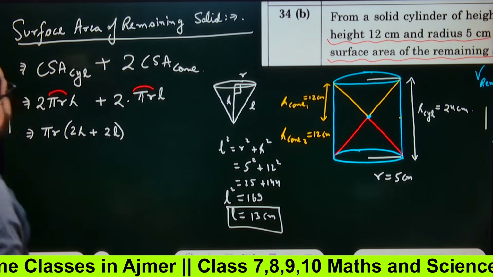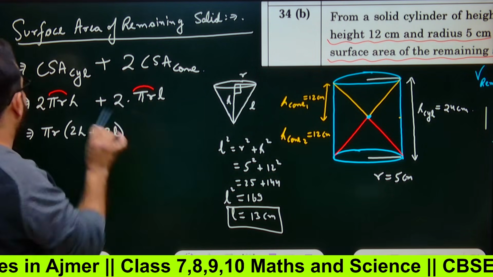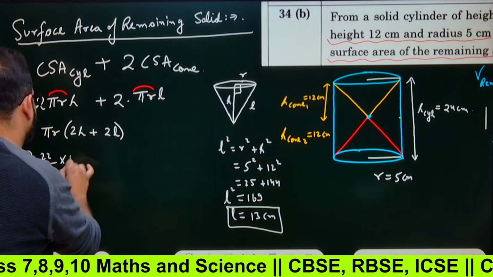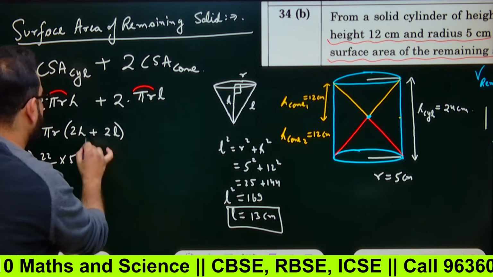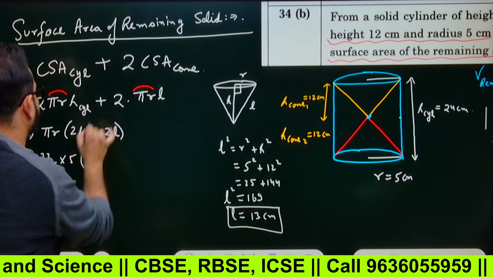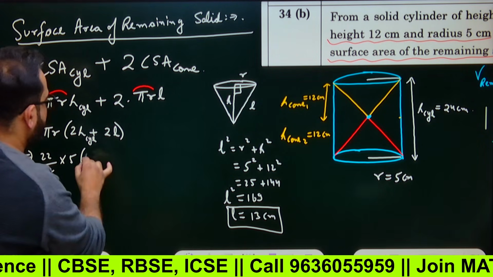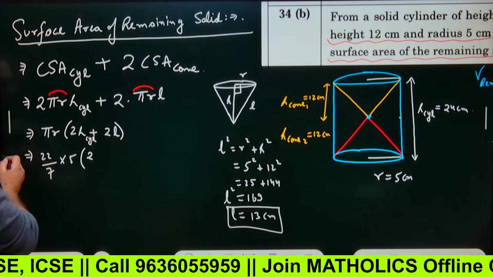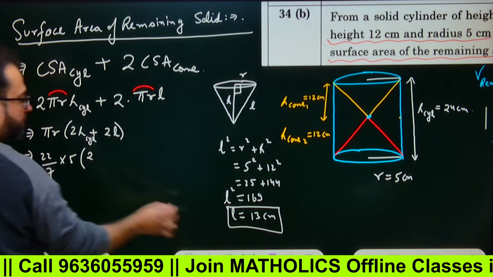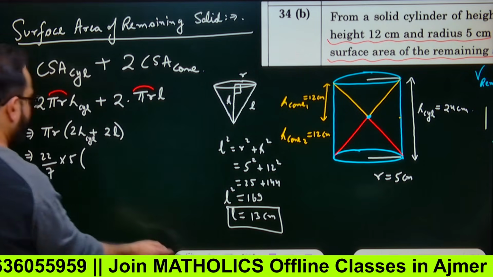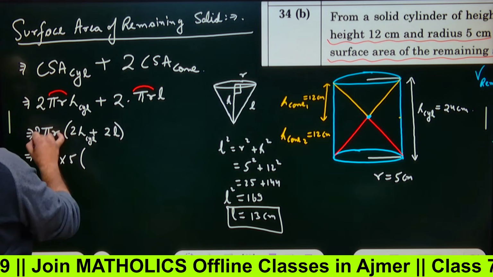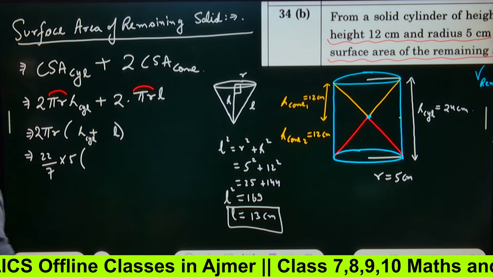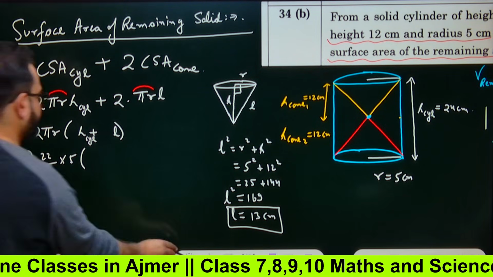Got it? So 2 pi r h and 2 pi r l. So pi r common, so 2h plus 2l. Now, what is pi? 22 by 7. What is r? It's 5. What is the height of the cylinder? So can we take 2 also common? Yes, sir. We can take 2 also common. So I should write 2 pi r common, and instead of 2, I must write simply h plus l. Tell me if this thing is clear.